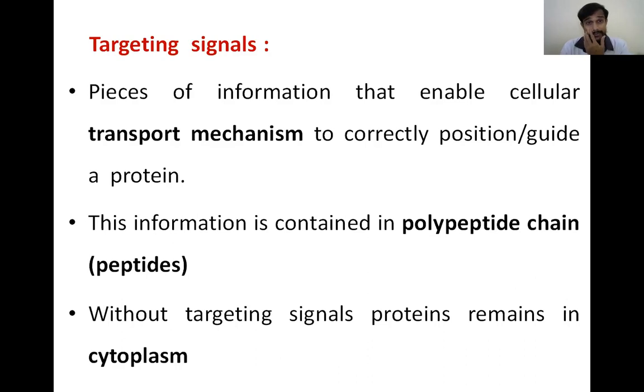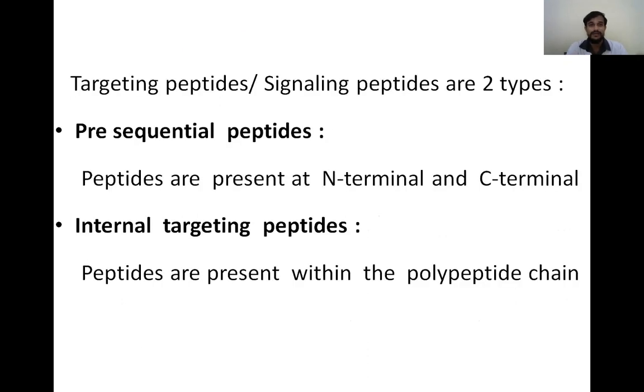So remember, targeting is nothing but translocation of protein. This translocation of protein is done co-translationally or post-translationally, and this is guided by the targeting signals. The targeting signals are present in a small peptide which is present in the polypeptide chain in the protein itself. And targeting peptides or signal peptides are of two types: the pre-sequential peptides and internal targeting peptides. The pre-sequential peptides are present at the N-terminal and C-terminal, and the internal targeting peptides are present within the polypeptide chain.